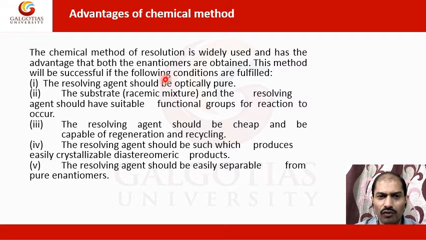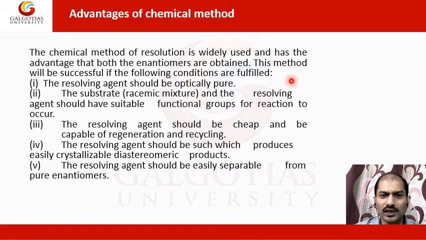The chemical method of resolution is widely used and has the advantage that both enantiomers are obtained, since neither enantiomer is consumed, like we had seen in the biochemical method, where the enzyme is trapping or removing one enantiomer completely from the mixture. So you are getting only one enantiomer. That was the limitation of the biochemical method. Here you are getting both enantiomers separately, because the resolving agent resolves one enantiomer at once and the other enantiomer a second time.